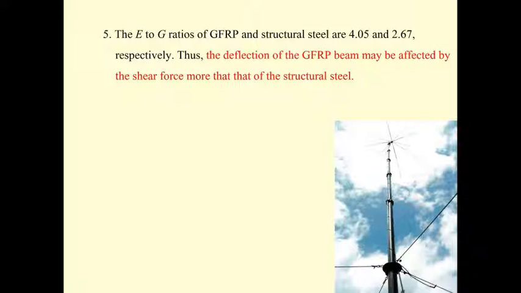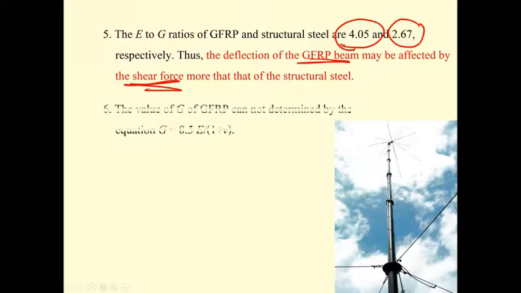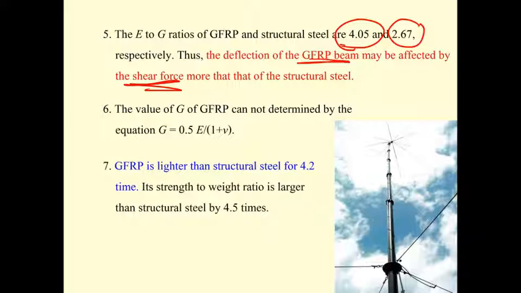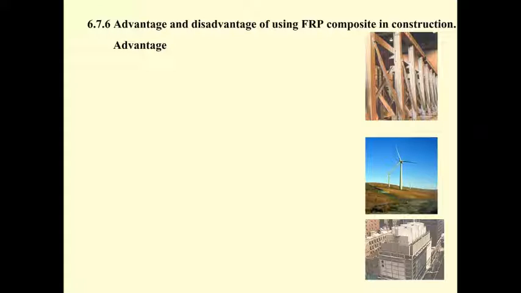And the E to G ratio of the structural steel versus the FRP: the FRP is higher than the steel. It's 4 times, when the steel is just 2.6. So the deformation of the GFRP, glass fiber reinforced plastic beam, may also come from the shear force. And this equation cannot be used to determine the G. And the weight is lighter.